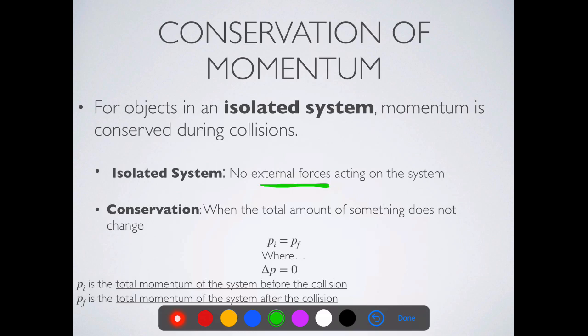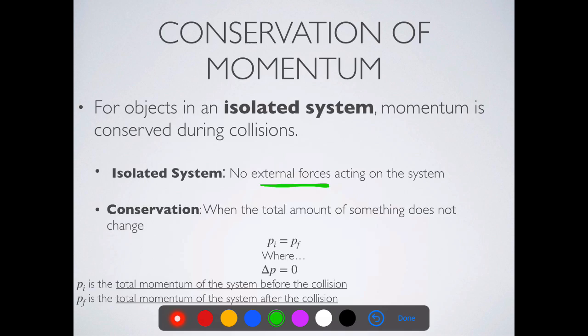All right? Conservation simply means when the total amount of something does not change. We see conservation laws all over the sciences. This is just another one saying that the momentum at the beginning, so that's P initial, is equal to the momentum at the end. So the overall change of momentum is 0. And that's what you guys saw approximately in that simulation.